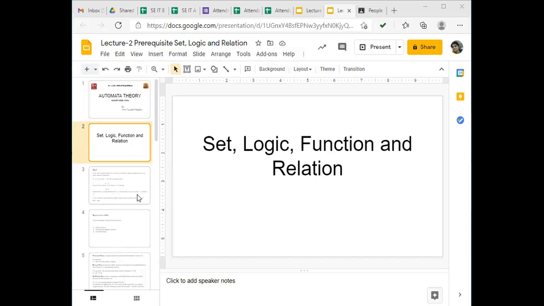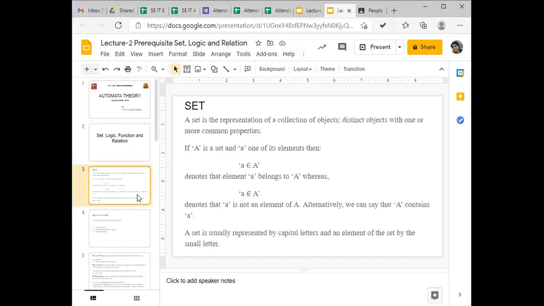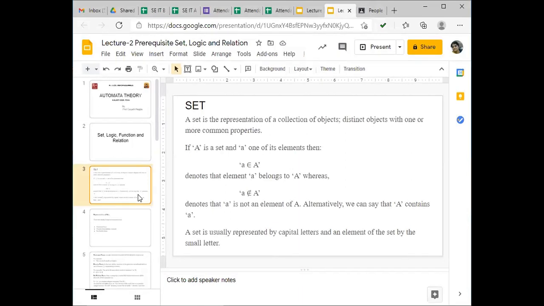Fine. So coming to the definition of set. What is a set? A set is a representation of a collection of objects, right? It is a collection of objects with the same property or common property. A set cannot have elements which are of different properties, like I cannot have a book, pencil, sky, building and all in one set, right? It should be of the same property.